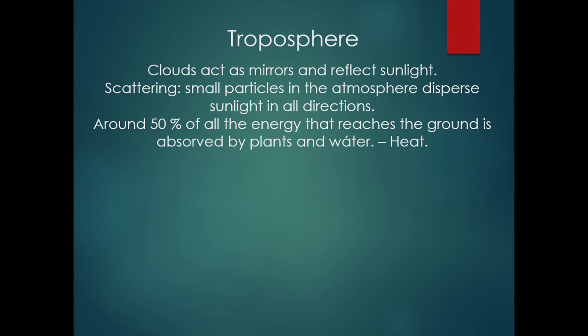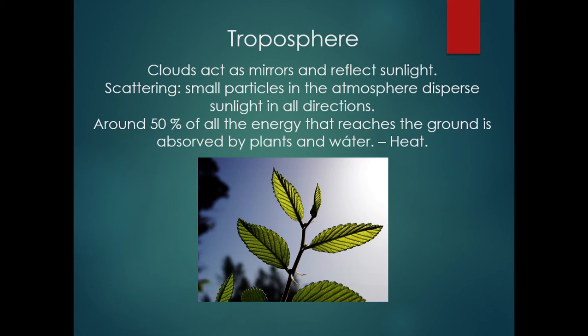Okay, we have scattering. Small particles in the atmosphere disperse sunlight in all directions. So sunlight does not necessarily enter in a straight way and directly hit the ground, but it is actually spread around because of the particles that we find in our atmosphere. And around 50% of all of the energy that reaches the ground is absorbed by plants and water.